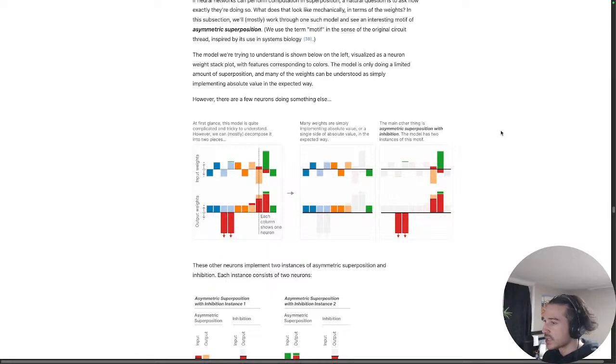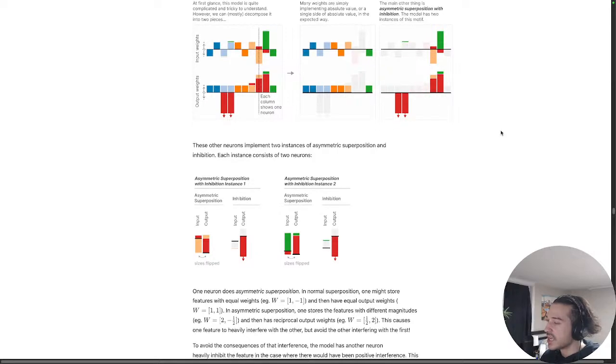So you see the input weights, then the output weights. Each column shows one neuron. Many weights are simply implementing absolute value, or a single side of absolute value in the expected way. The main other thing is asymmetric superposition with inhibition. The model has two instances of this motif. These other neurons implement two instances of asymmetric superposition and inhibition. Each instance consists of two neurons. Asymmetric superposition with inhibition, instance 1. In asymmetric superposition, you see the input and the output sizes are flipped, and the inhibition input and output, one is clearly greater than the other.